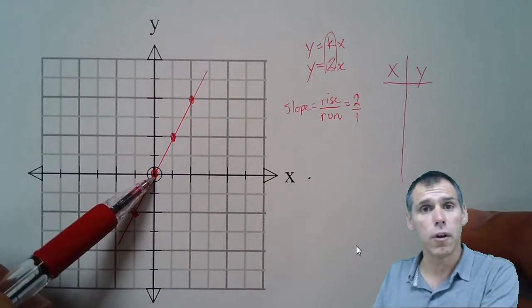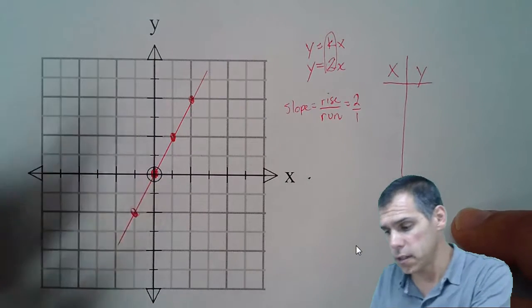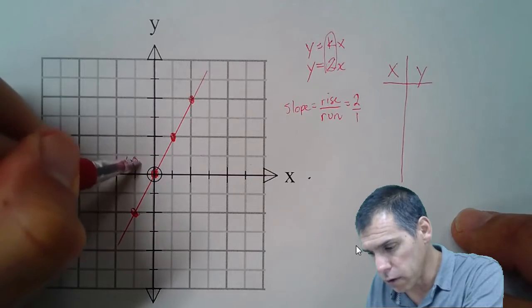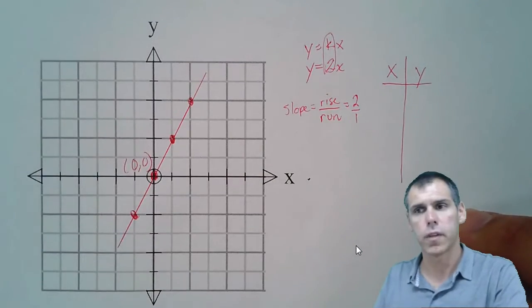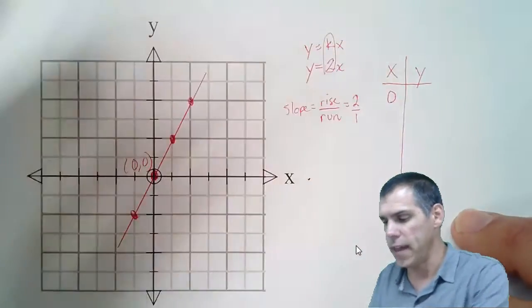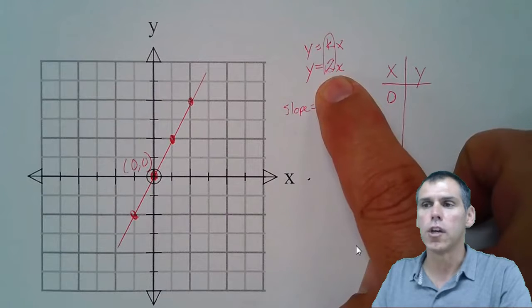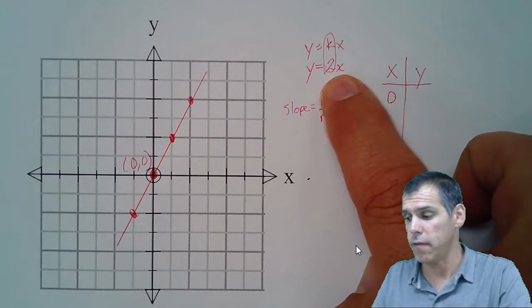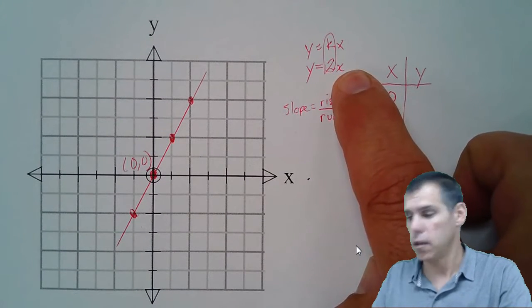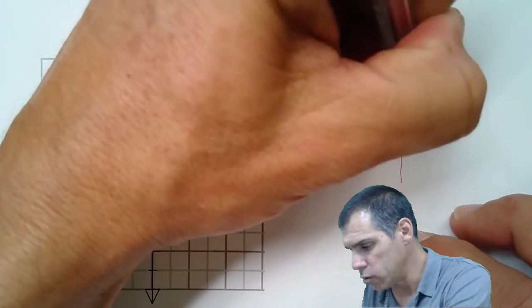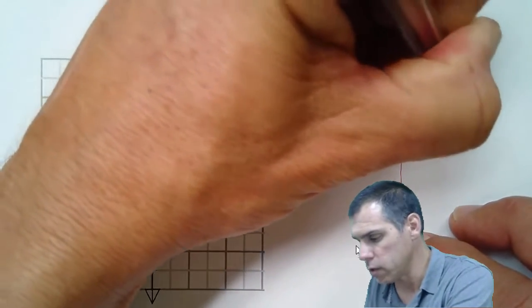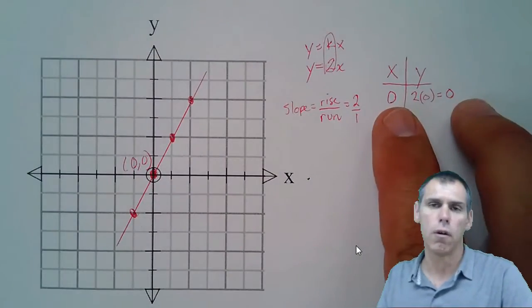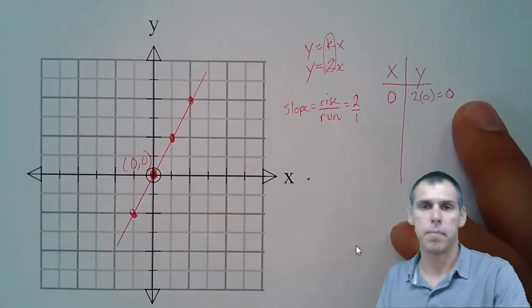First, let's start with 0. 0 is the x coordinate. The coordinates of this point are 0, 0. And so 0 for the x. And if I take a look at this, 2 times 0 is 0. So that would mean if x were 0, then y would be 2 times 0, which is 0. So I have 0, 0 right there, and that's the point right there.